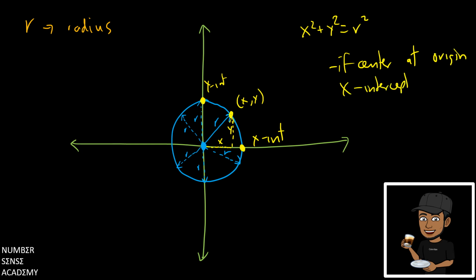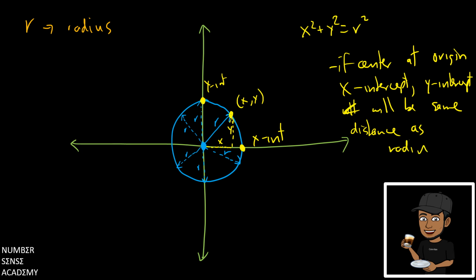x-intercept, y-intercept will have, or will be, same distance or length as radius. The reason why I want to say this, because in this quadrant over here, y and x are positive, so it'll be the same value. But in this quadrant, these two points will have negative x and negative y. But over here, you have positive x and positive y.